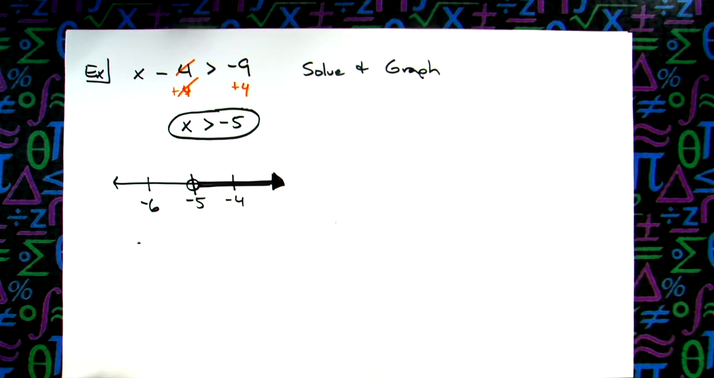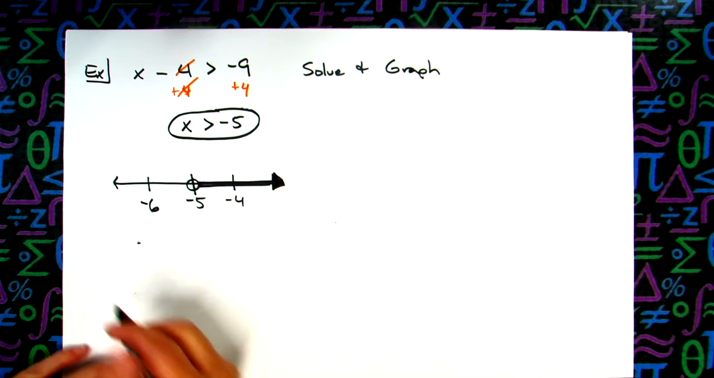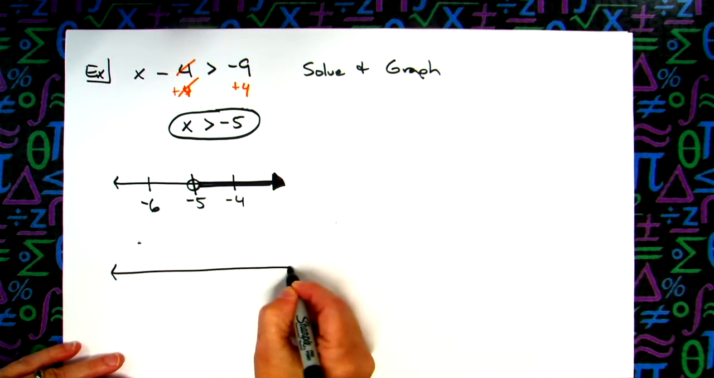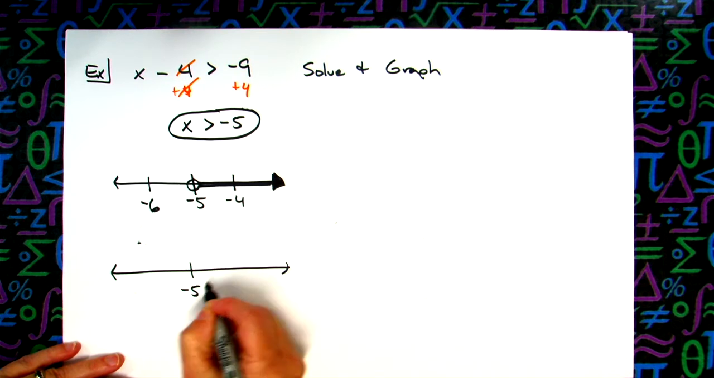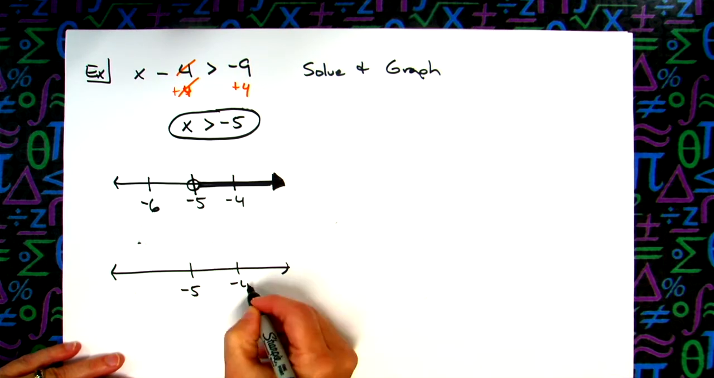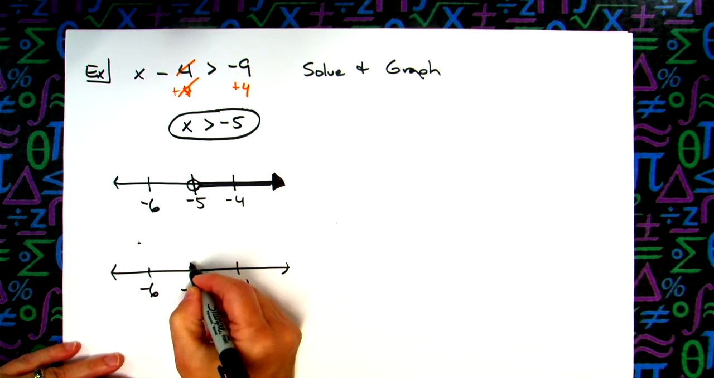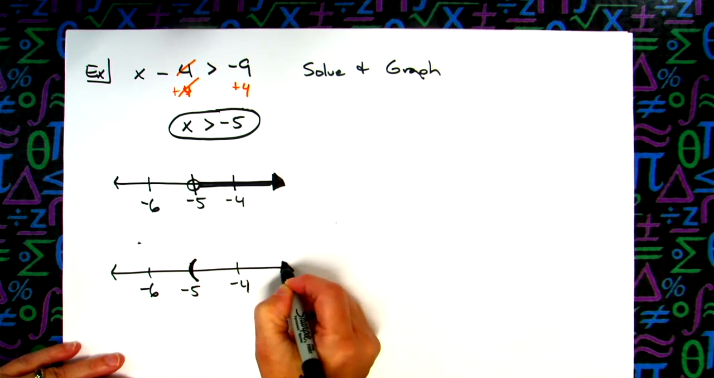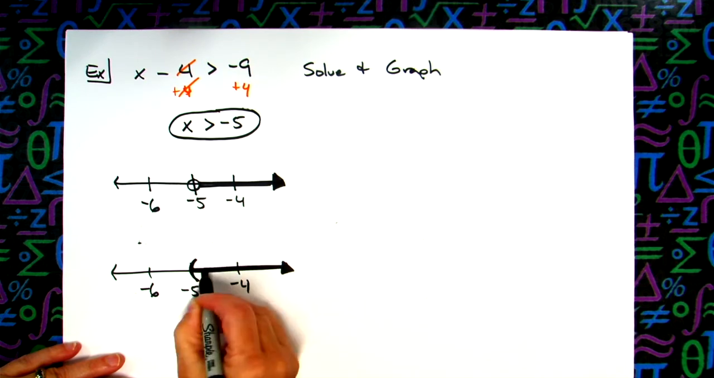If I chose to say solve and graph using interval notation, what's the only difference? Jai, what's the only difference? I'm going to have the curve on the -5. That's going to be the only difference. If it wants interval notation, the number line is going to be the exact same thing: -5 here, -4, and a -6. And I just make a nice big curvy bracket. I still shade to the right, and I still shade on the number line.